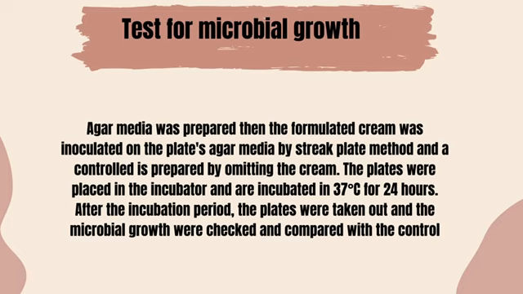Test for microbial growth. Agar media was prepared, then the formulated cream was inoculated on the plate agar media by the streak plate method, and a control was prepared by omitting the cream. The plates were placed in the incubator and incubated at 37 degrees Celsius for 24 hours. After the incubation period, the plates were taken out and the microbial growth was checked and compared with the control.